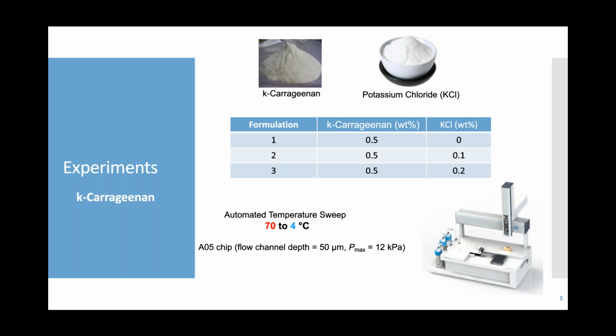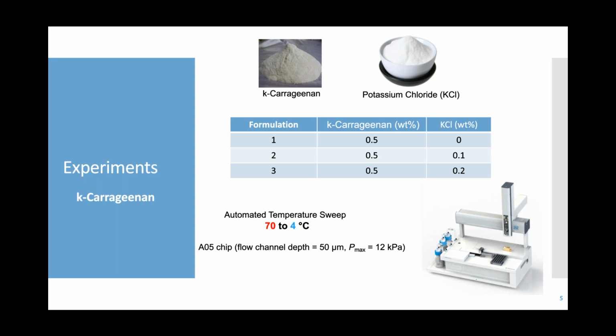The first sample was prepared by dissolving carrageenan in DI water. To study the effect of ionic strength on gelation, we prepared 2 samples in KCl, or potassium chloride solution, instead of DI water. So 0.5 weight% carrageenan was prepared by dissolving carrageenan powder in 0.1 and 0.2 weight% KCl solutions.